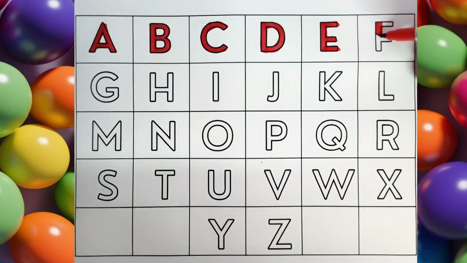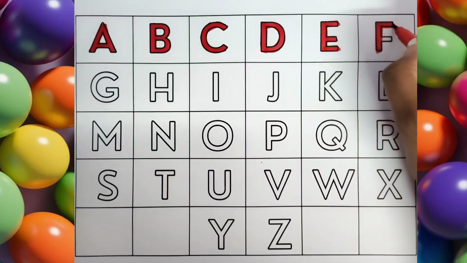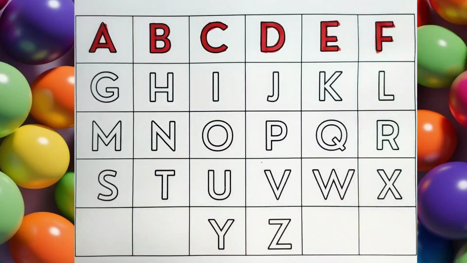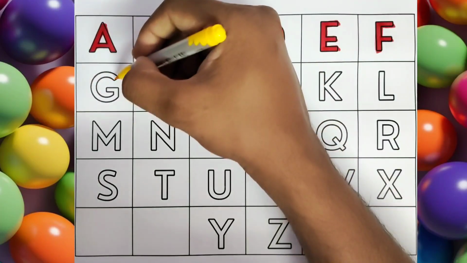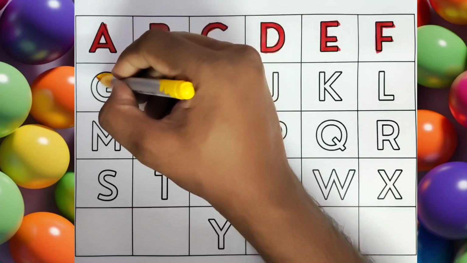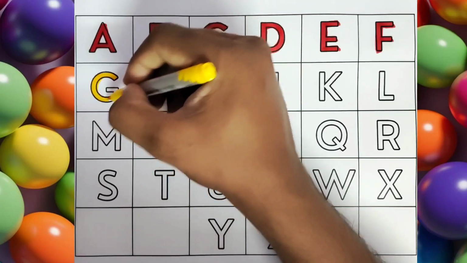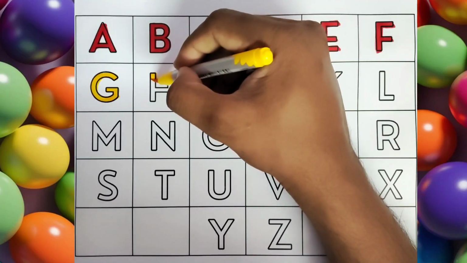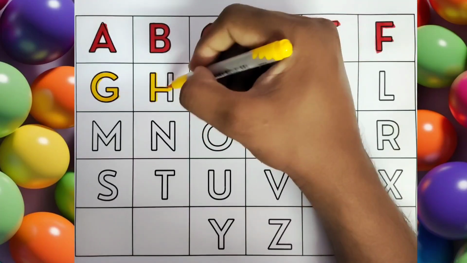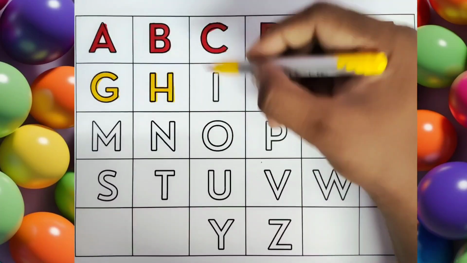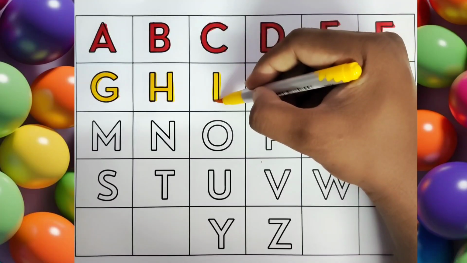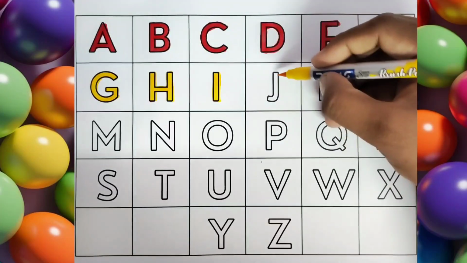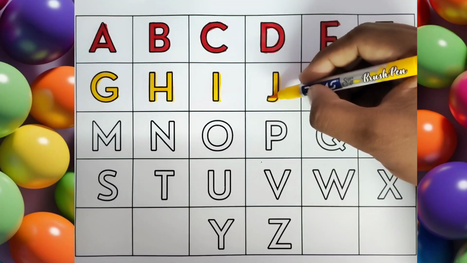F. F for fish. G. G for goat. H. H for hat. I. I for ice cream. J. J for joker.